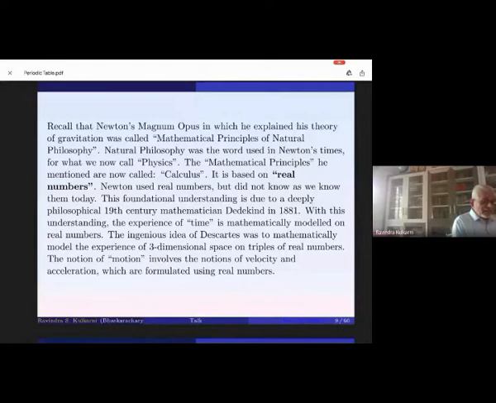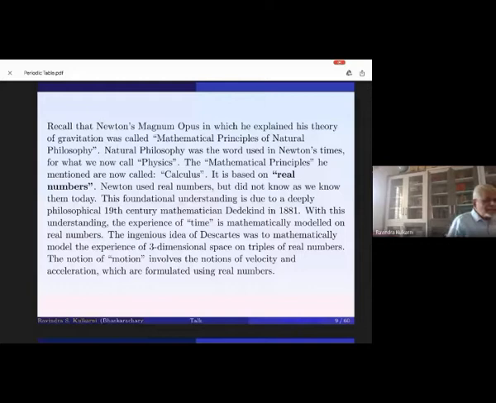With this understanding, the experience of time, for instance, is mathematically modeled on real numbers. You see, there is a difference between time and real numbers, but real numbers serve as a mathematical model for time. Again, the ingenious idea of Descartes was to present a three-dimensional space as triples of real numbers. So again, the real numbers are involved there, but there is more than one way of attaching triples of real numbers to the points in the three-dimensional space of our human experience. That's a really complicated discussion in itself.